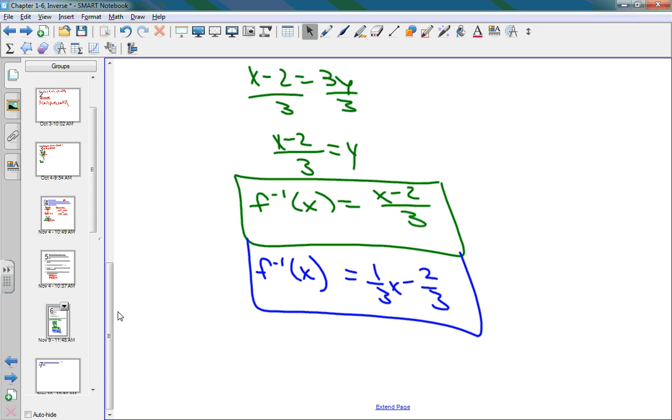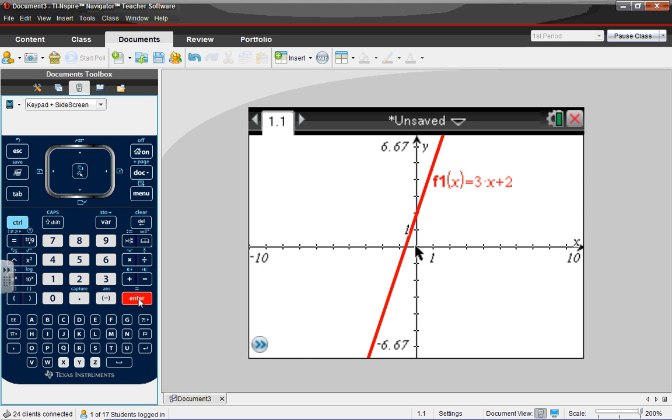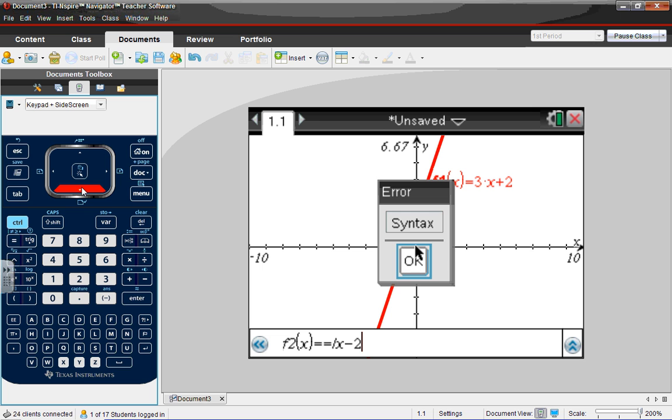Okay. Now I want to graph this for you on the graphing calculator because I want to show you something very special. Do we have to write like the blue? No, you can write it either way. Okay, so if I graph this, my original function was 3x plus 2. There's my original function.